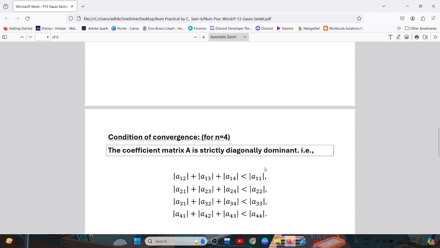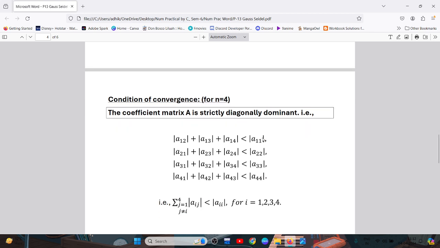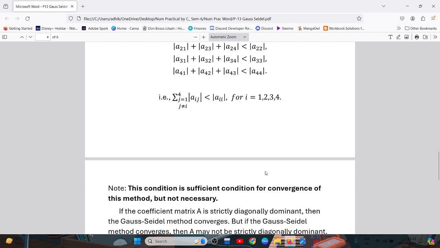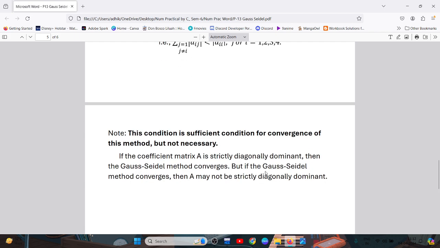The condition of convergence is the same as for the Gauss-Jacobi method: a diagonally dominant coefficient matrix. This is an important condition, sufficient for convergence of this method but not necessary. If the coefficient matrix is strictly diagonally dominant, then the Gauss-Seidel method converges. But the method may also converge when the coefficient matrix A is not strictly diagonally dominant.